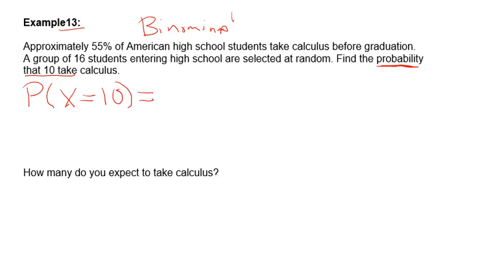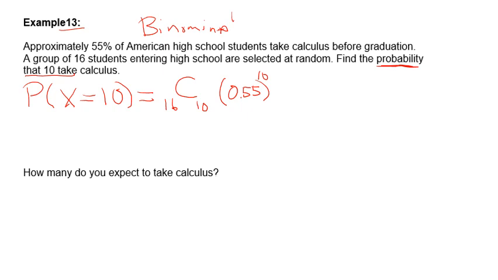Well, the formula for a binomial is, first, you need to decide how many ways you can pick 10 of the 16 students. That's C of 16, pick 10. All right? You need to figure out the probability of picking 10 that take calculus. Well, for each one, it's a 55% chance. There are 10 of them.